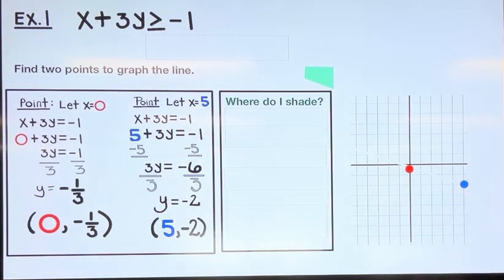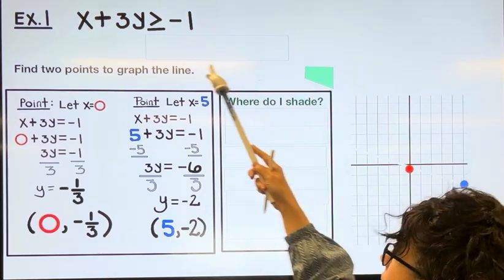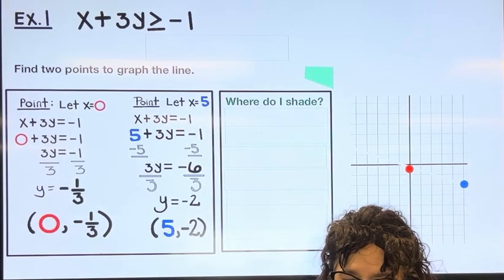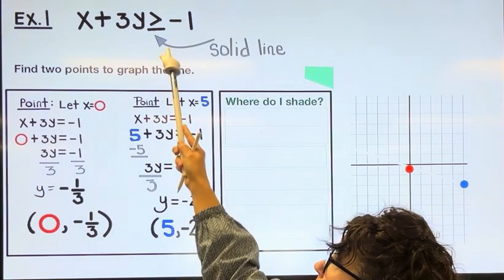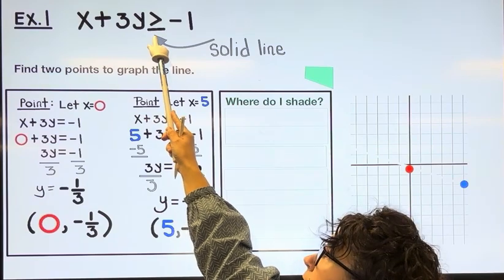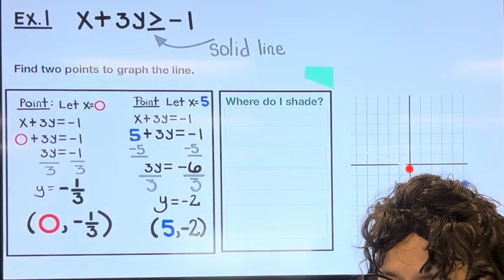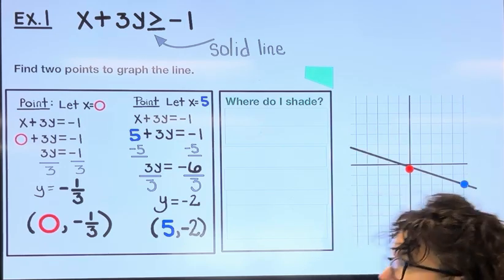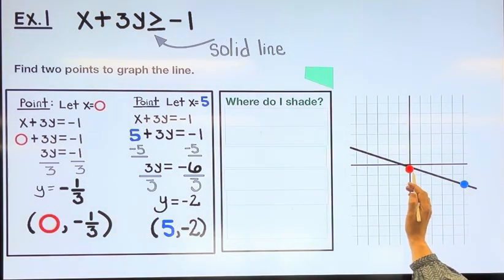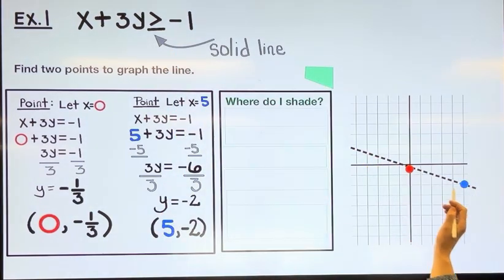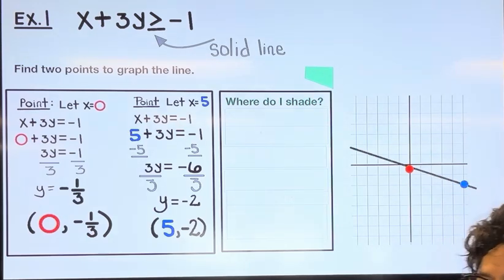Now I'm ready to draw my line, and you need to make a decision if the line that you draw is a solid line or a dashed line. Because there's an underline, my line is going to be solid. But keep in mind, if this would not have been underlined, then I would need to make that a dashed line. Okay, but I'm going to keep it a solid line.